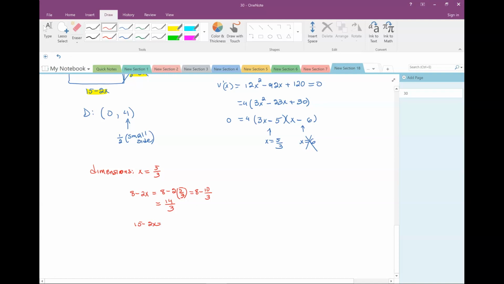What's the maximum amount of volume? Okay, 15 minus 2x is 15 minus 10/3. 11.67. Yes, it's 35/3. Okay, so what are you going to box? One is the dimensions, so it's going to be 5/3 inches.